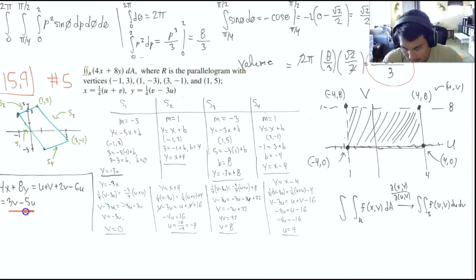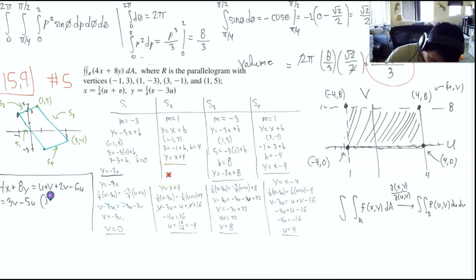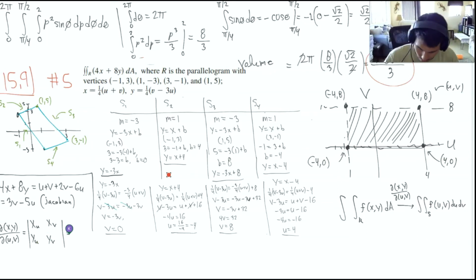But it's not fully complete. We need a Jacobian. What is our Jacobian? Well, we'll find it right now. The partial of x, y with respect to u, v. We can create a determinant: x with respect to u, x with respect to v, y with respect to u, y with respect to v. Well, that turns into, let me move something real quick.